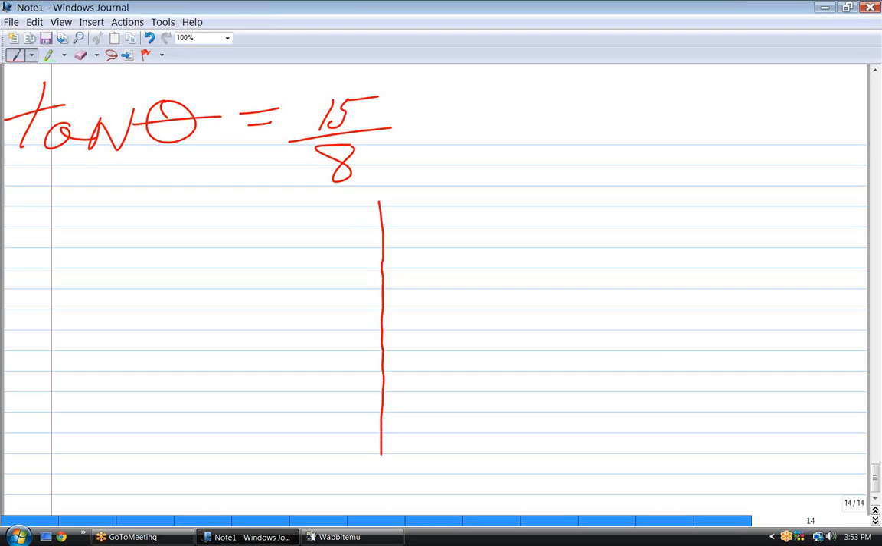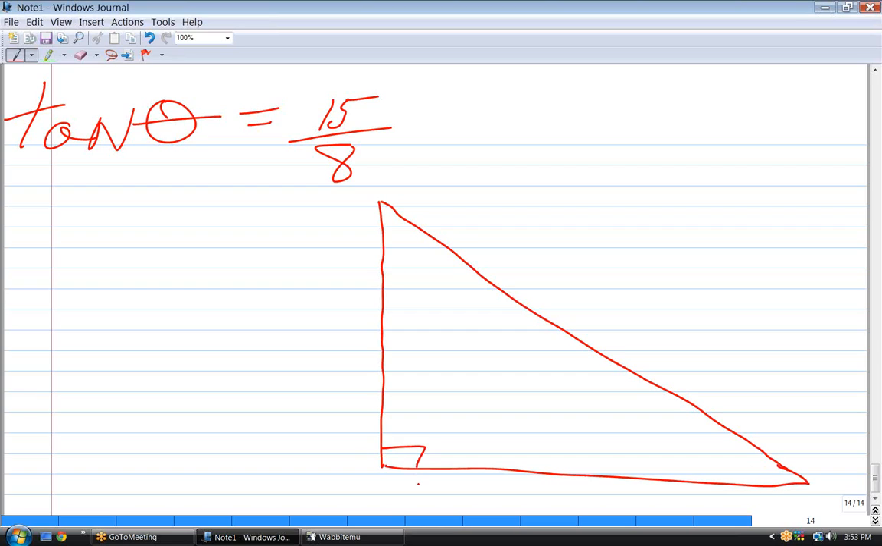Well, the way you always want to do this, whether they tell you to or not, is to use right triangles. You always want to use right triangles. It does not matter what quadrant it's in. First thing you do is draw a right triangle and label theta.